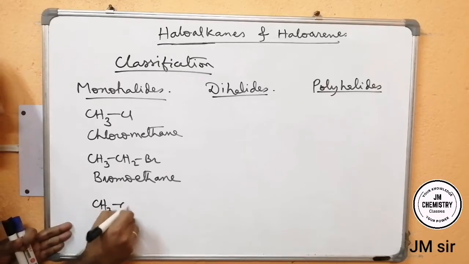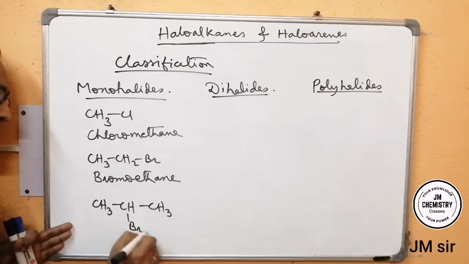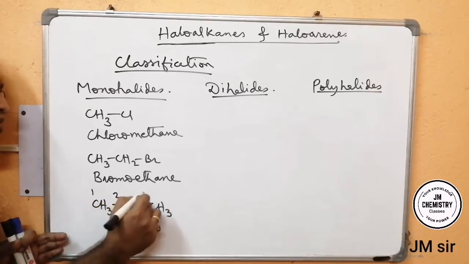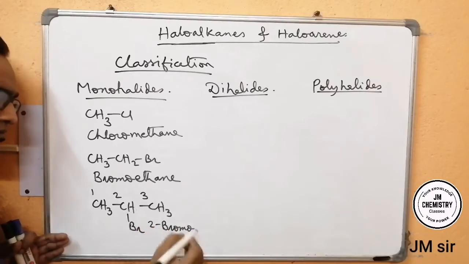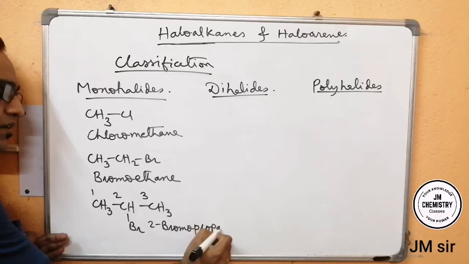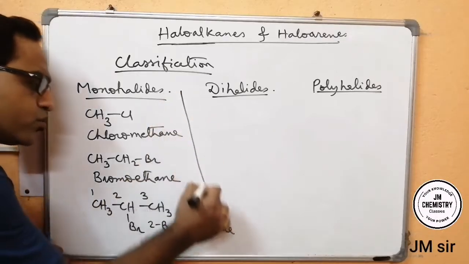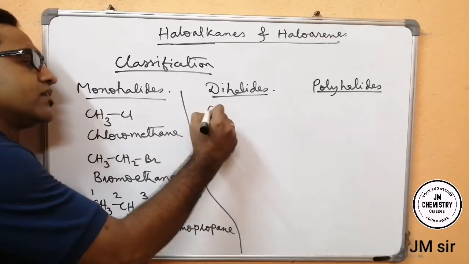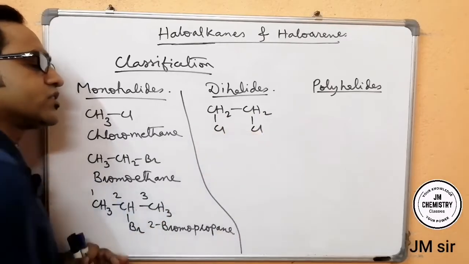This one, what is the IUPAC name of this compound? Here it is 1, 2, 3. So we call it 2-bromopropane. Okay. So these are monohalides where there is only one halogen. Now come to dihalides where there are two halogens. For example, CH2-Cl, CH2-Cl.